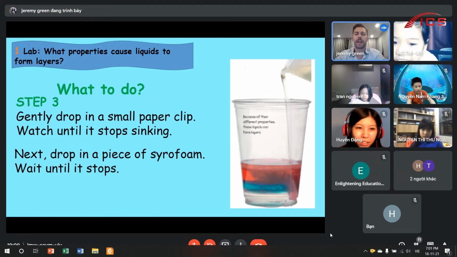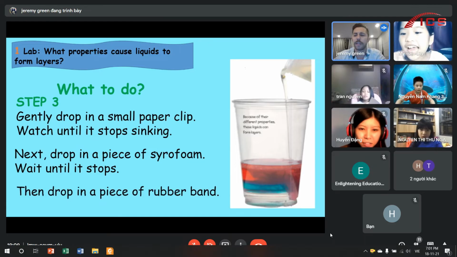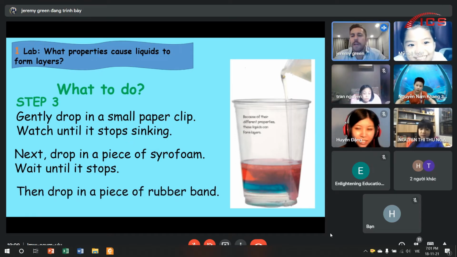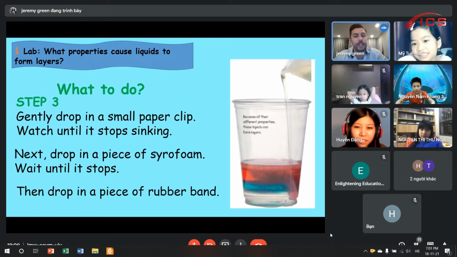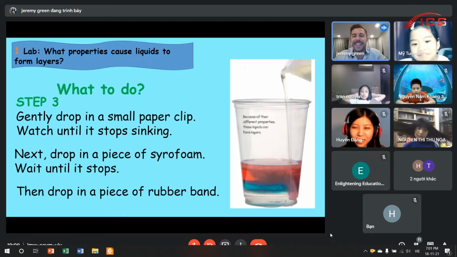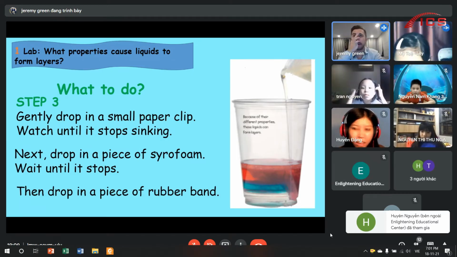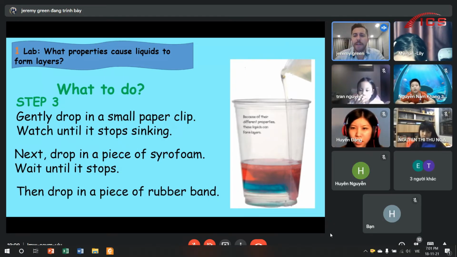Now, what about the piece of rubber band? What do we think the rubber band will do? Shallow? Will it be deep? Will it be deeper than the styrofoam? In the middle or something? I think it will be shallow, but will it be deeper than the styrofoam? That is the question. I think it will be deeper than the styrofoam because styrofoam is so light, and styrofoam is made to keep things afloat.